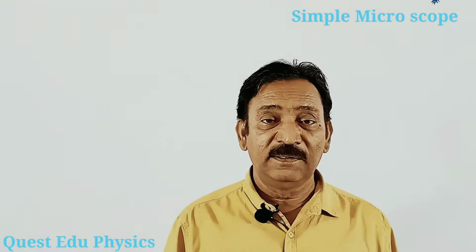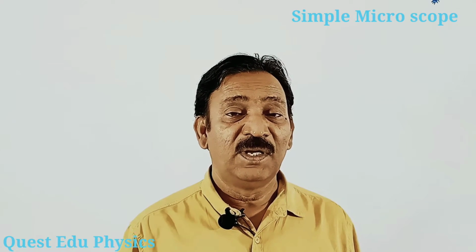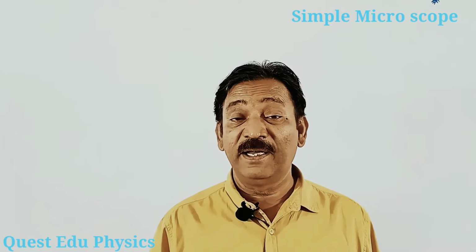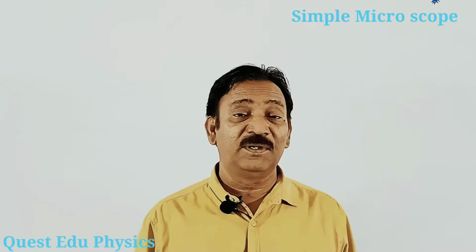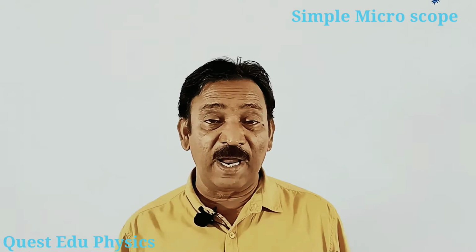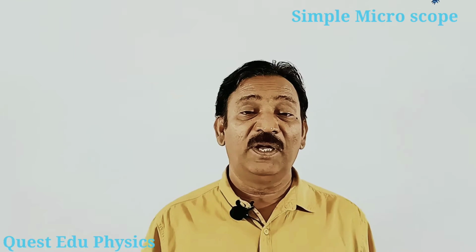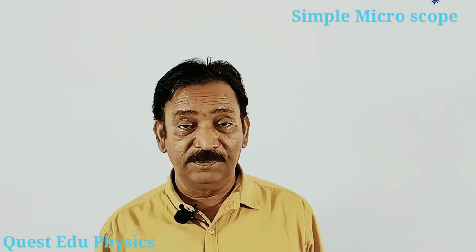For a healthy eye, the least distance of distinct vision is 25 centimeters, students. Often it is shown with the capital letter D. Don't mistake it for a diopter. Okay, it is shown with the capital letter D.